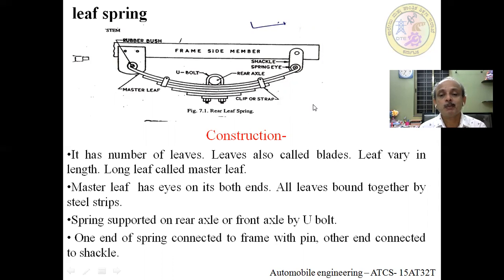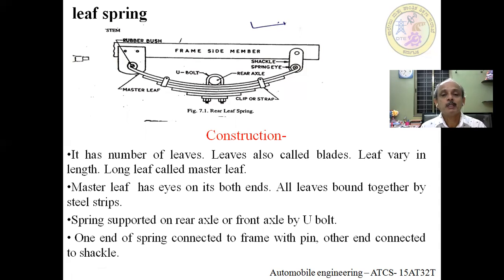Now the spring is supported on rear axle or front axle by U-bolts. And next, one end of the spring is connected to the frame with a pin. The other end is connected to the shackle. So here you can see one end of the spring connected to the frame with a pin, and the other end connected to the shackle. This is a simple leaf spring.